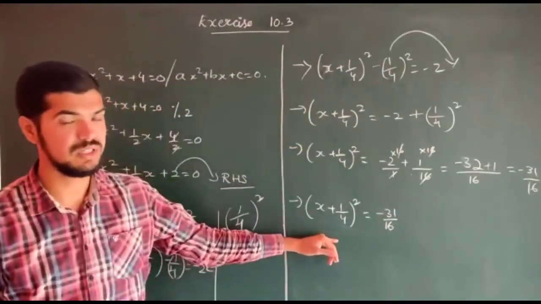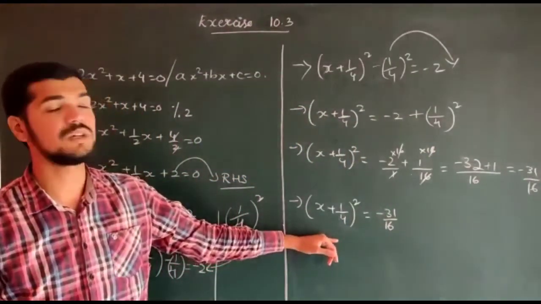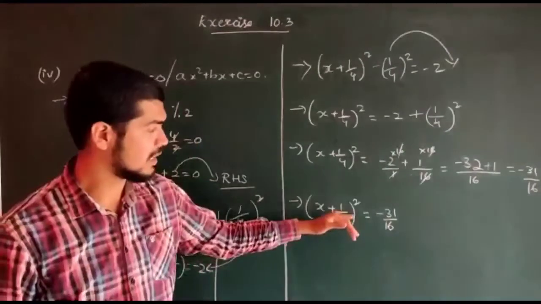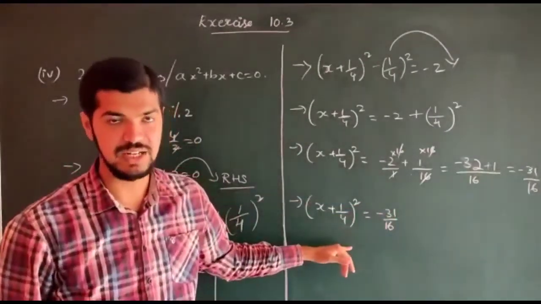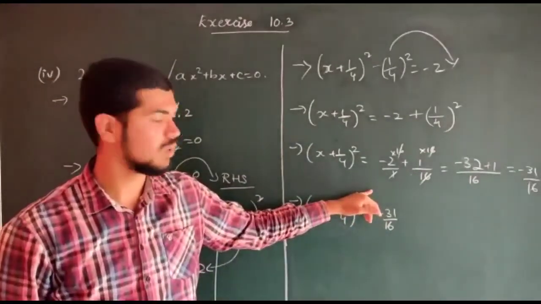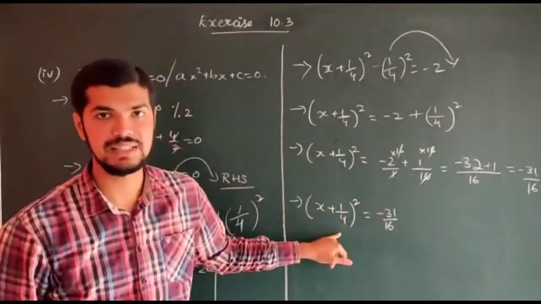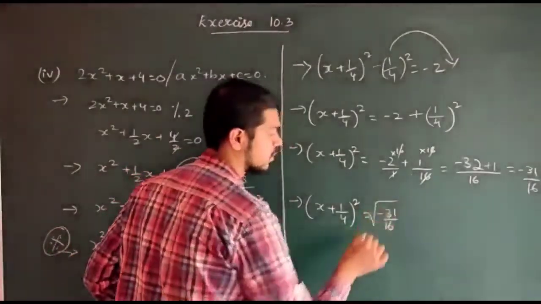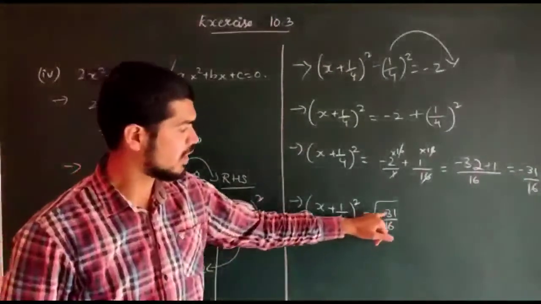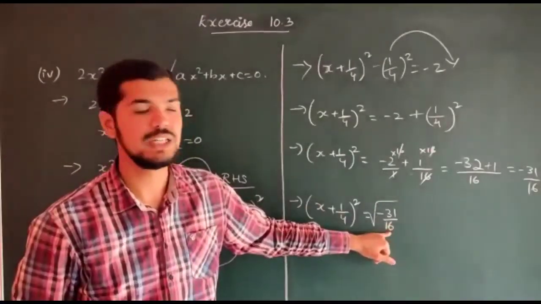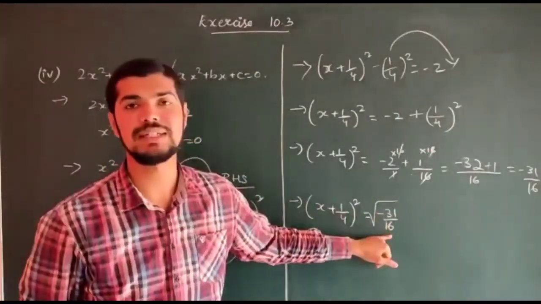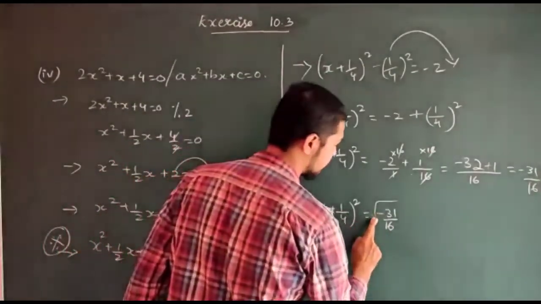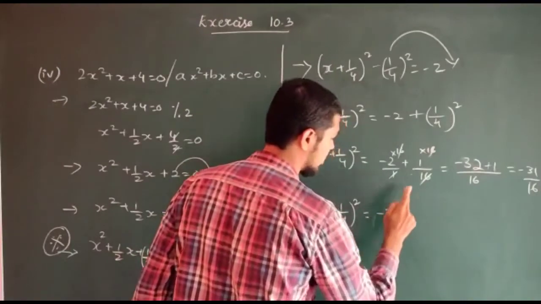Now carefully observe here. In my last step in solving the quadratic equation by completing the square method, I used to take square root on both the sides, right? So in this, if I take the square root, this square and square root will get cancelled. But how about this? Square root of a negative number is an imaginary number, therefore I will not take square root here.